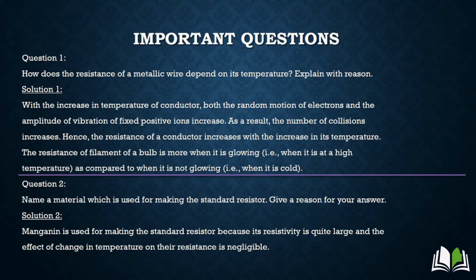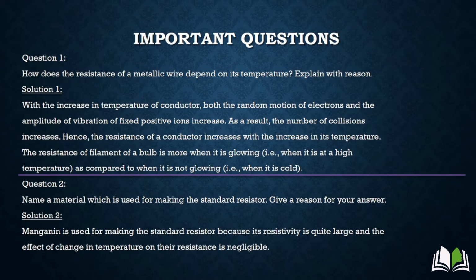Finally, we take some important questions related to this chapter. The first question is, how does the resistance of a metallic wire depend on its temperature? Explain with reason. I've already discussed this in this topic. If you do not understand this, please go through the video from the beginning. So the answer will be, when the temperature increases, the collision between the free electrons and the positive ions increases, so the resistance will obviously increase.